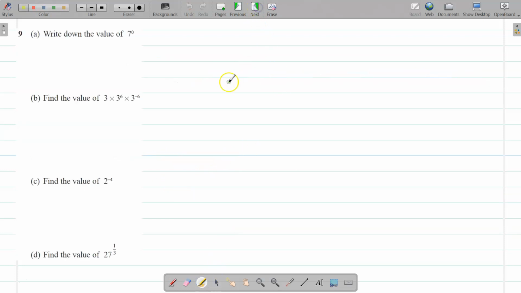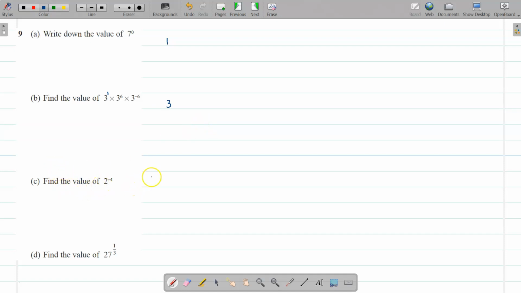Okay, next question, number 9. Write down the value of 7 to the power 0. The answer is simply 1. Anything to the power 0 is 1. Okay, find the value of this. Using the laws of indices and powers, you add the powers when you multiply numbers to the same base. You can think of 3 as 3 to the power 1. So you've got 1 plus 6 is 7, minus 6 is 1. So that's simply equal 3 to the power 1, which is 3.